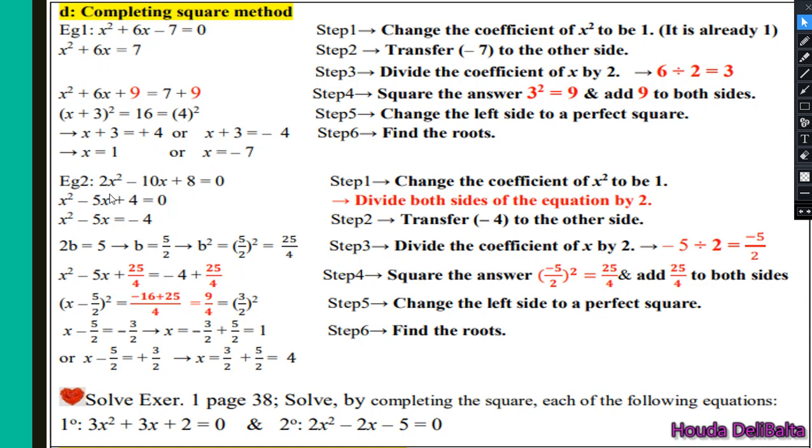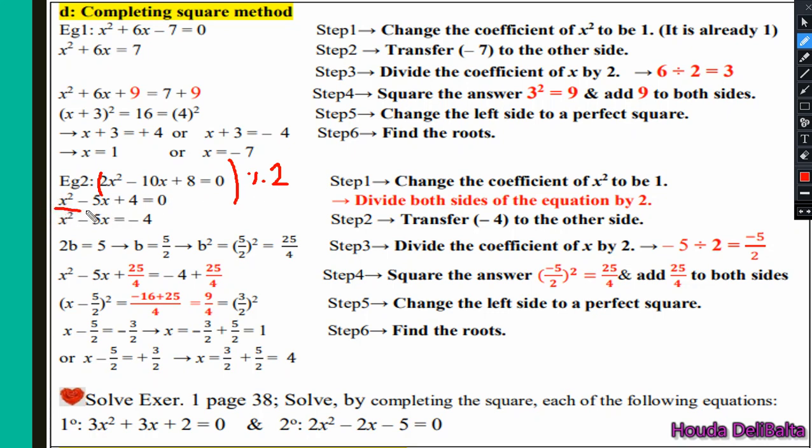Example 2. 2x squared minus 10x plus 8 equals 0. Here, the coefficient of x squared is not 1. So as we mentioned here, we have to change the coefficient into 1. So what should we do? We have to divide the whole equation by 2. Thus we'll get x squared minus 5x plus 4. So 2 by 2 is 1, minus 10 by 2 is minus 5, and 8 by 2 is 4.